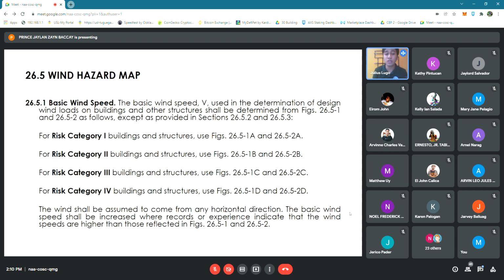So the basic wind speed shall be increased where records or experience indicate that the wind speeds are higher than those reflected in the figures that will be given later on.